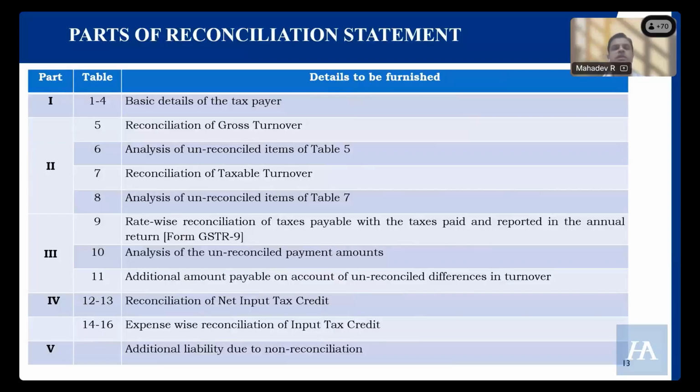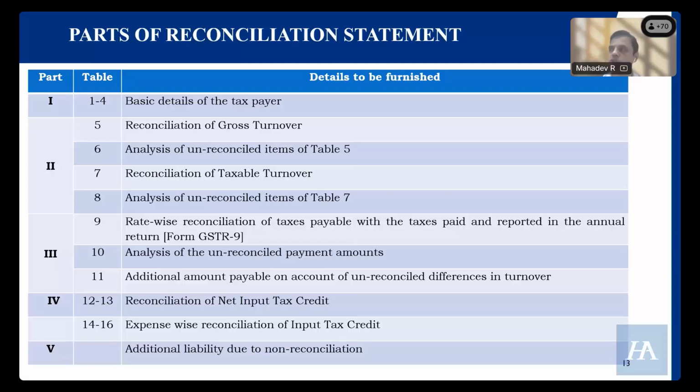Now we'll understand the format of GSTR 9C. There are 5 parts in it. First part is gross turnover, which includes exempt supplies, exports, or any transactions which are not subject to tax. Then there will be a reconciliation of net turnover or the taxable turnover.